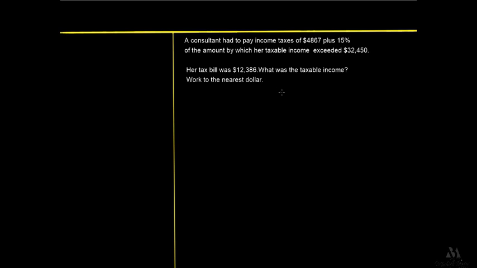So the word problem is: a consultant had to pay income taxes of $4,867 plus 15% of the amount by which her taxable income exceeded $32,450. Her tax bill was $12,386. What was the taxable income, and work to the nearest dollar?